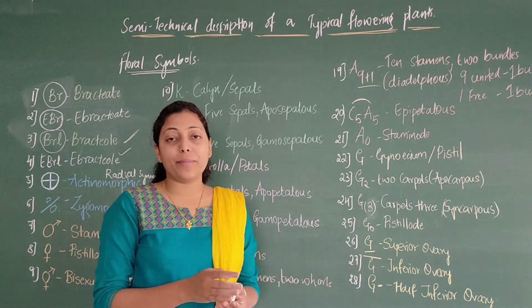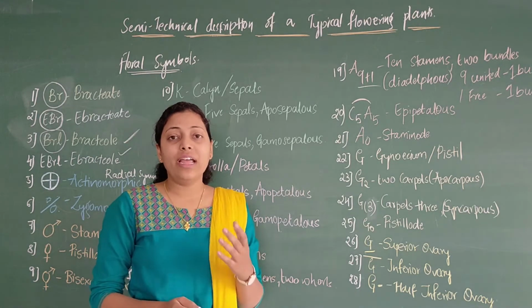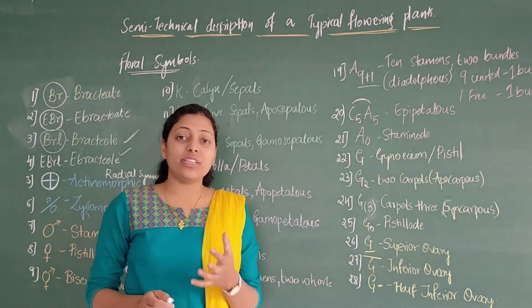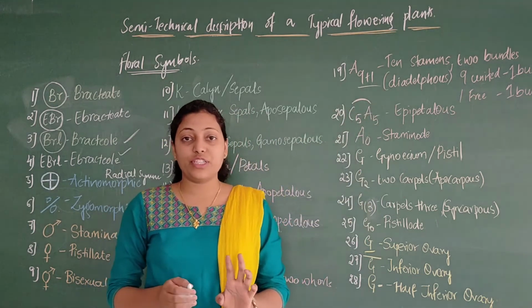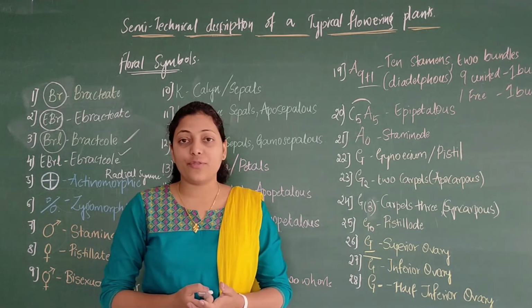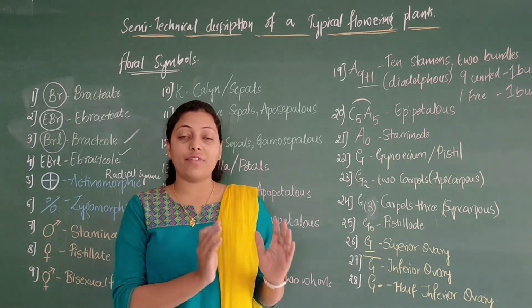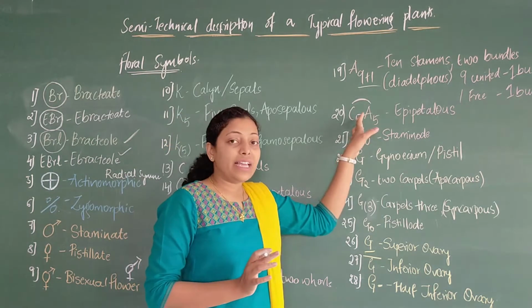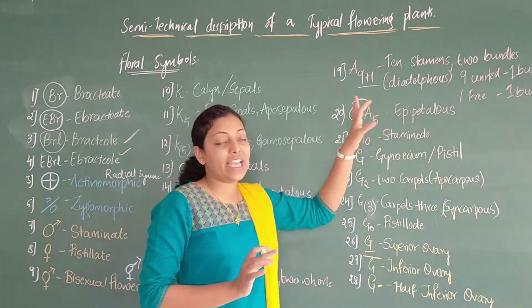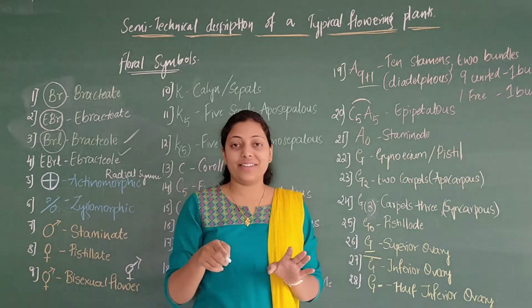I hope you remember in my previous video, Adelphi, I told you it is the union of stamens. So here it is diadelphous, which means that two bundles of stamens are formed: nine stamens form one bundle and one stamen forms one bundle. Then we see C5 and A5 with an arc.